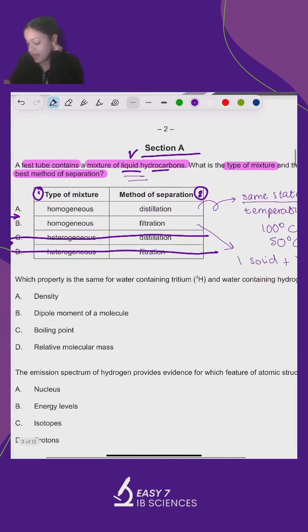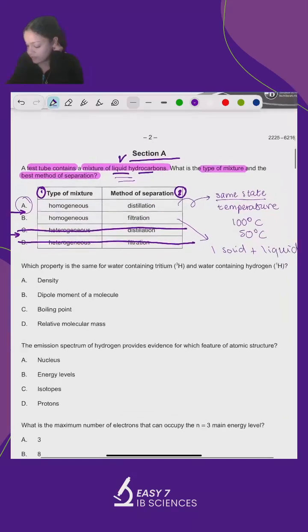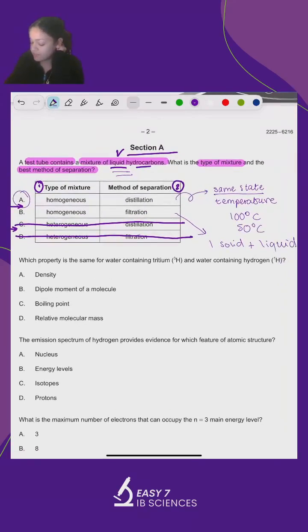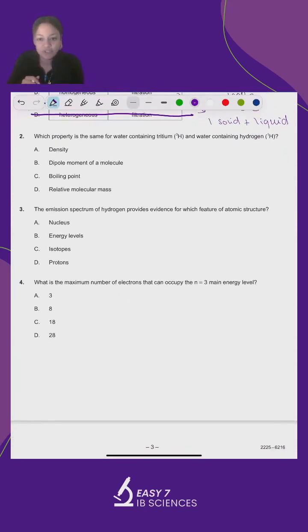So here, because we have a homogeneous mixture, which is two liquid hydrocarbons, we'd need to use a distillation process to be able to separate them. That's why the answer here is A. So correct for you guys that got it. Moving on to the next question.